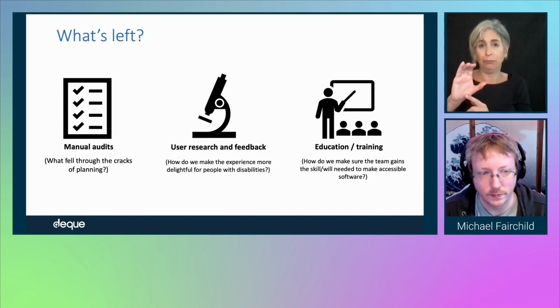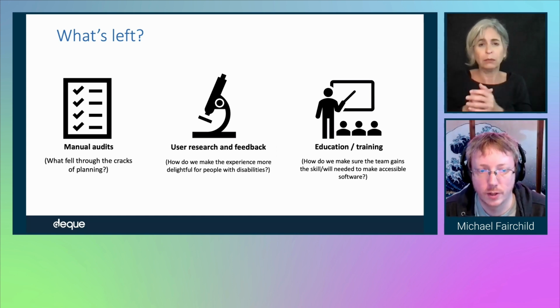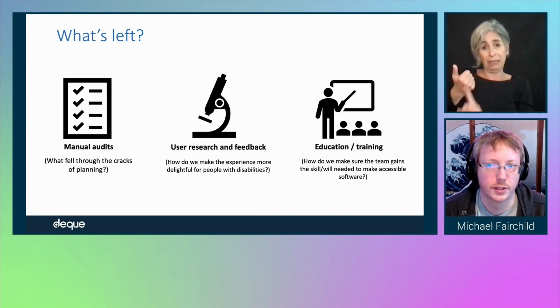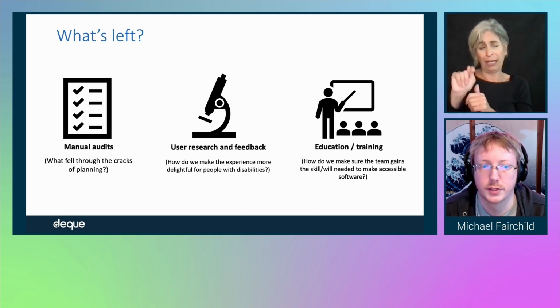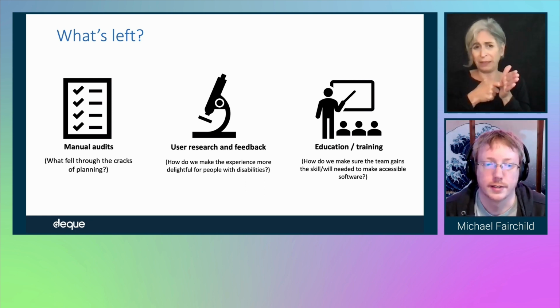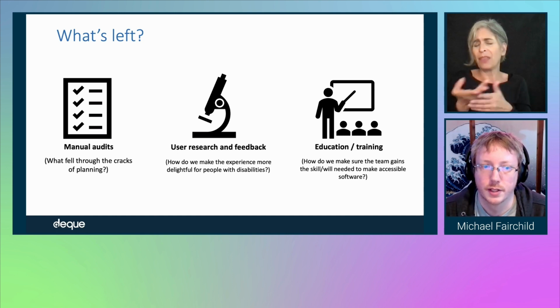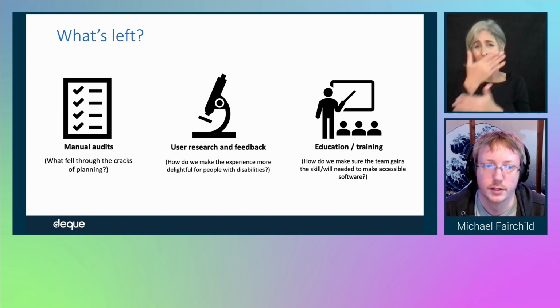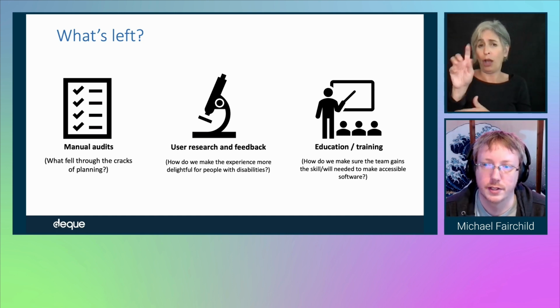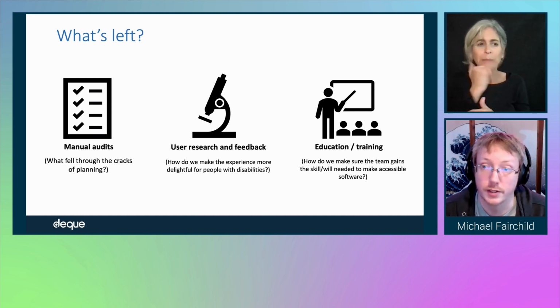So what's left? We still need to do manual audits. We're humans. Humans are the people writing these requirements, and things will fall through the cracks. So we need to do audits to find what fell through the cracks, and intelligent guided testing could be a good way to at least start that.